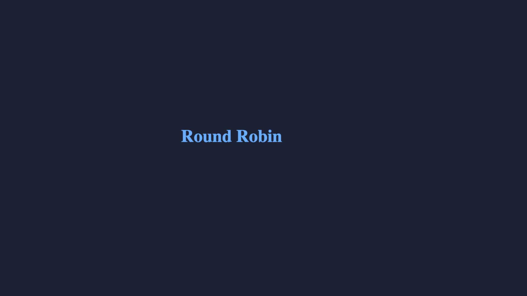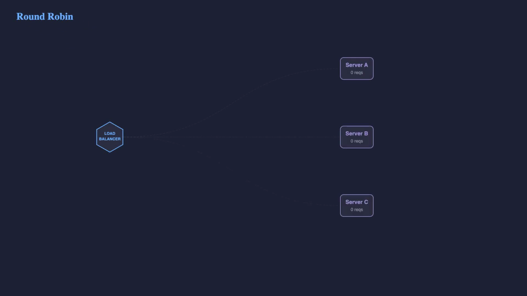Let's look at the simplest load balancing algorithm, round robin. It works exactly like dealing cards at a table. Say you have three servers, A, B, and C. The first request goes to server A, the second goes to B, the third goes to C, the fourth goes back to A, and the cycle continues. It's simple, predictable, and fair.